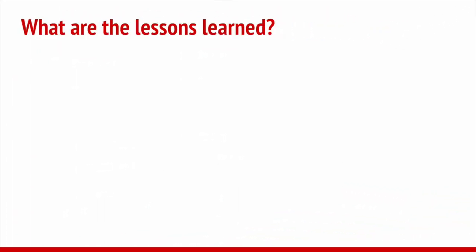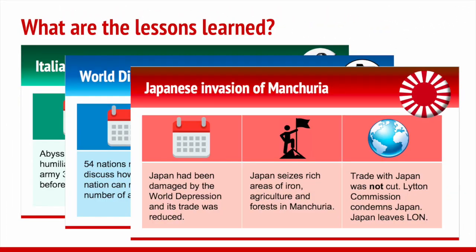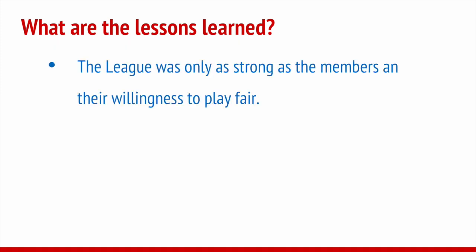So what are the lessons of our three case studies? Essentially, what I've done is tried to put into terms what is happening in the 1930s and how these three case studies help to show the greater weaknesses of the League at this time. The first point that I'd like to make is that the League was only as strong as the members and their willingness to play fair.